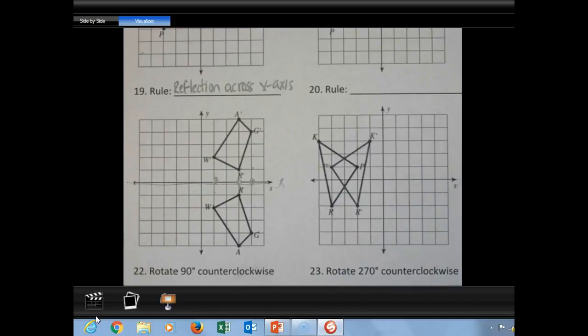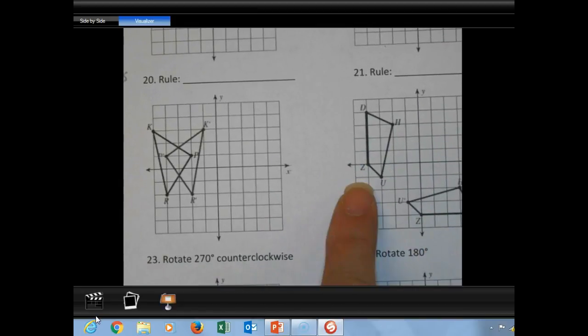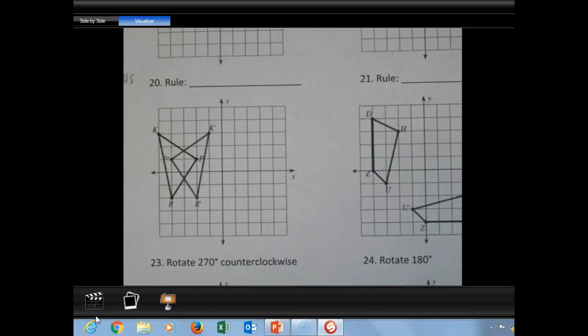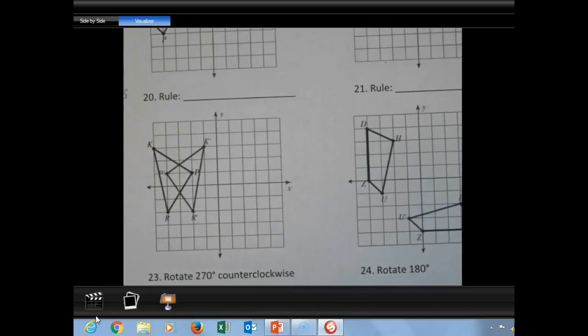It's not always going to be a reflection though. What else could it be? What are our other transformations that we've done? Rotation or translation. So you have to figure out, it's going to be one of those three. It's not a dilation. They didn't change size, right? They're the same size, same shape. If they had changed size, then you would consider dilation. But it's not. And that won't be one of the rules that we ask you.